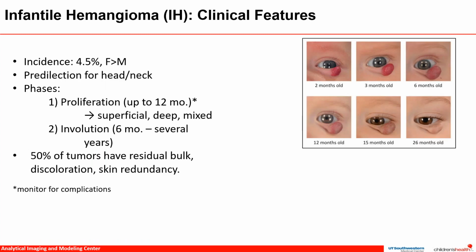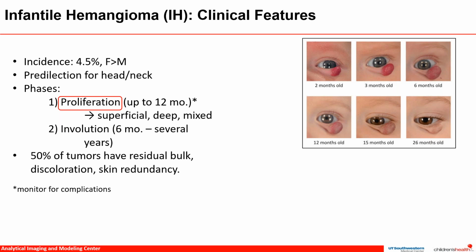Infantile hemangiomas are the most common benign tumors of childhood, with an incidence of 4.5% of all infants, and are more common in females and in preterm infants. Anatomically, they also occur in the head and neck. These tumors present within the first few weeks of life and have a characteristic life course consisting of 2 major stages. The first stage, proliferation, occurs within the first year of life and consists of rapid growth of the lesion, becoming more elevated, rubbery in texture, and can develop complications such as pain and ulceration.